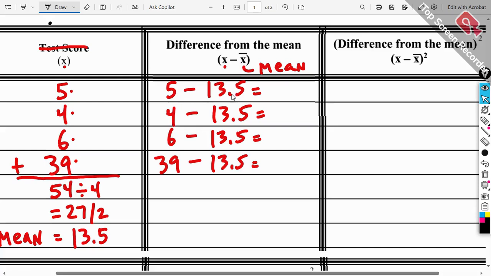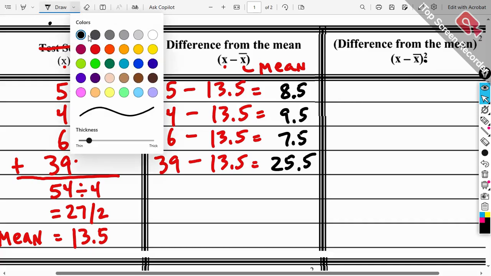Okay, 13.5 minus 5. That is going to be 8.5. 13.5 minus 4, that's 9.5. 13.5 minus 6, 7.5. And 39 minus 13 is 26. Minus 0.5 is 25.5. Now, I understand these 3 really would be negative, but it does not matter. We are going to square each one in the next column, which would automatically make it positive.